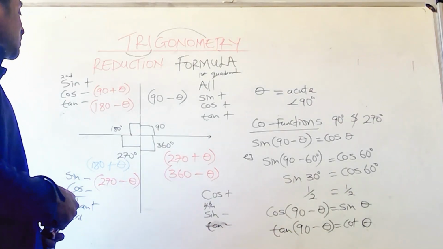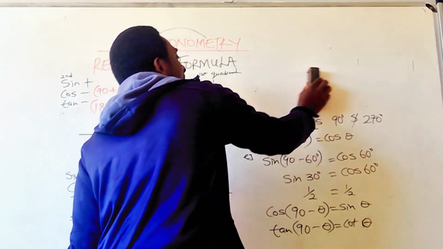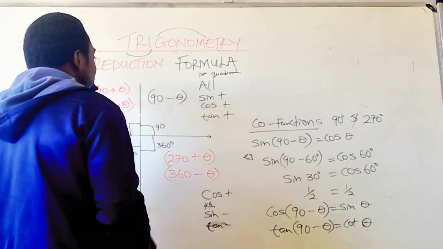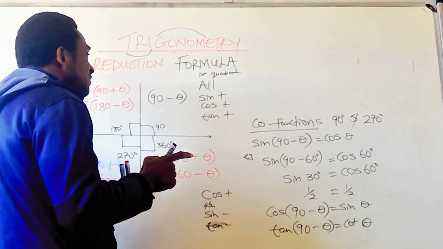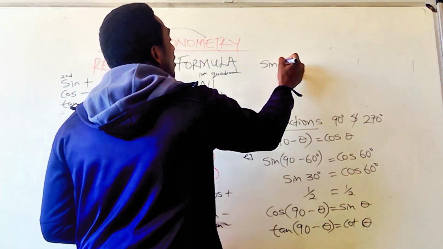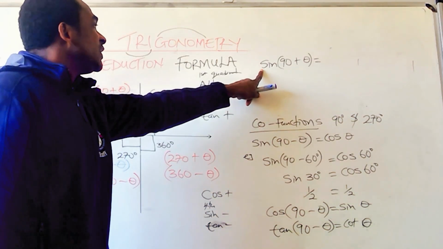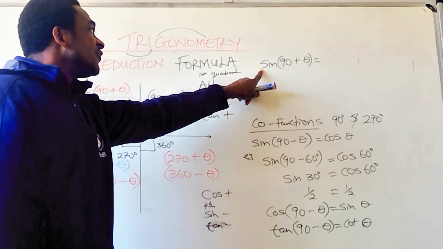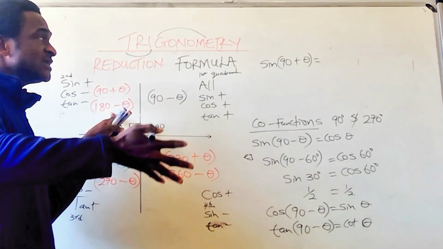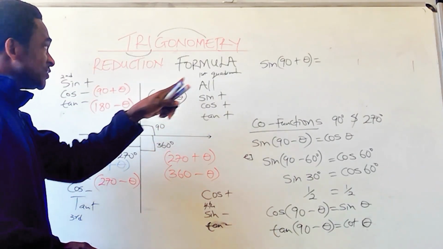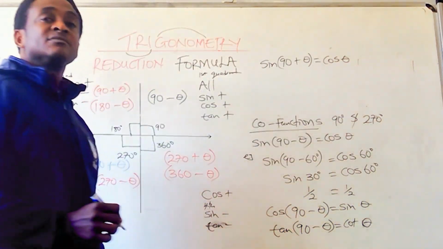Let's look at the cofunctions for the second quadrant. Now for the second quadrant, I'm still using 90 on cofunctions. If I have sine of 90 plus theta, I will check the sign, whether it is going to be plus or minus for sine on that quadrant. 90 plus theta is now on the second quadrant, that means any value greater than 90. It is still a cofunction, but sine is positive, so cos will also be positive. It gives us cos of theta.